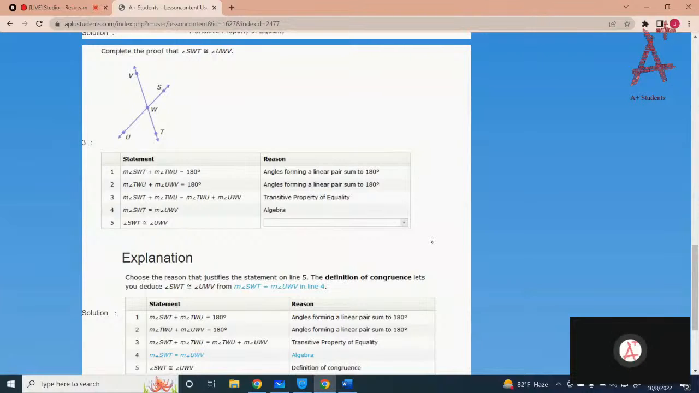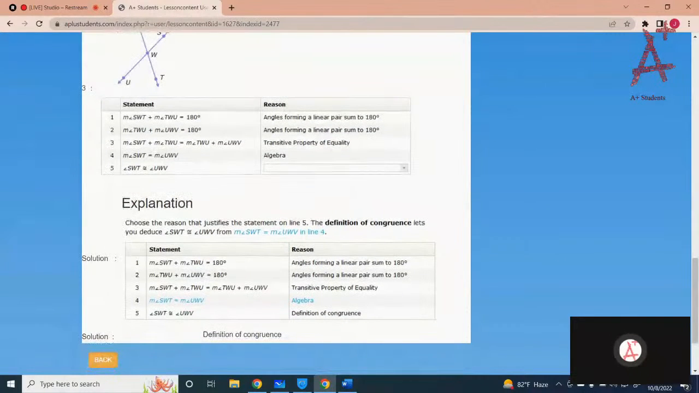The angle right above the line, you have the measurement of angle SWT equal. So that means that is the definition of congruence. Got it? That is the definition of congruence.